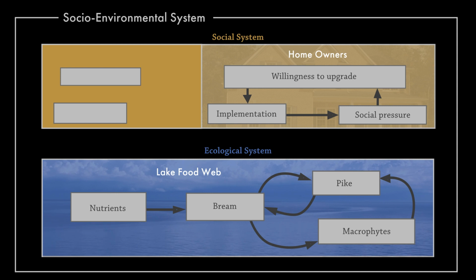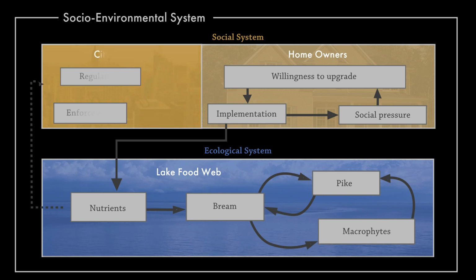So in sum, complex adaptive systems are defined by a network of components linked to interactions. And the components of the social systems are often called agents or actors, and these are autonomous decision-making entities.